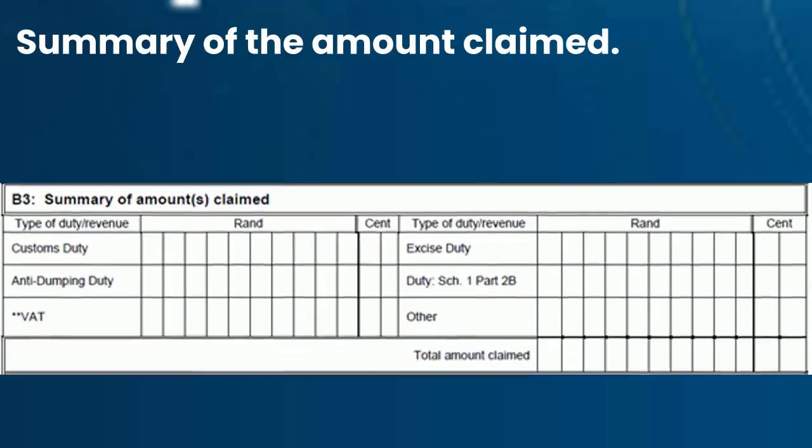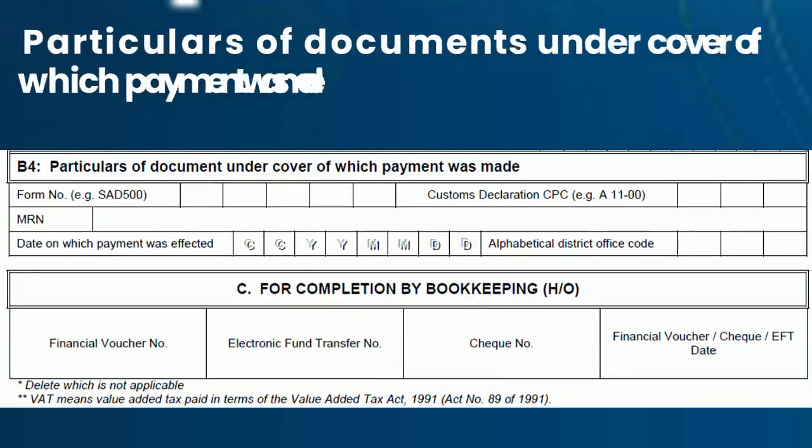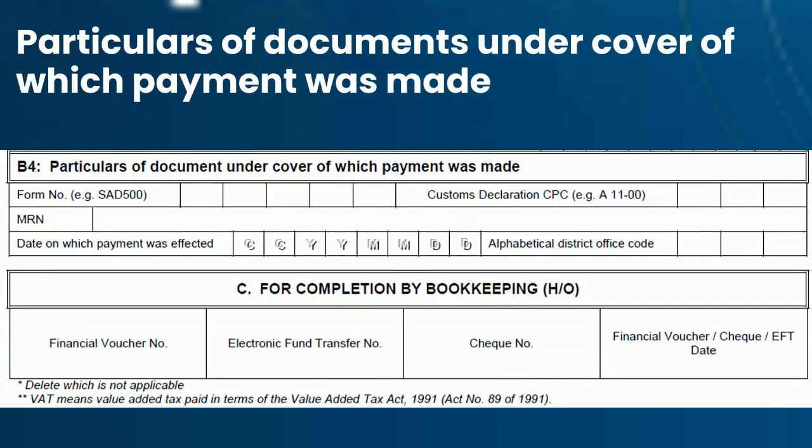Section B3. Summary of the amount claimed. Under Other, insert the amount of the refund claimed by the applicant. Please note, the amount under Other should be totaled in this block. Please note, Section B4 and Section C are not to be completed.